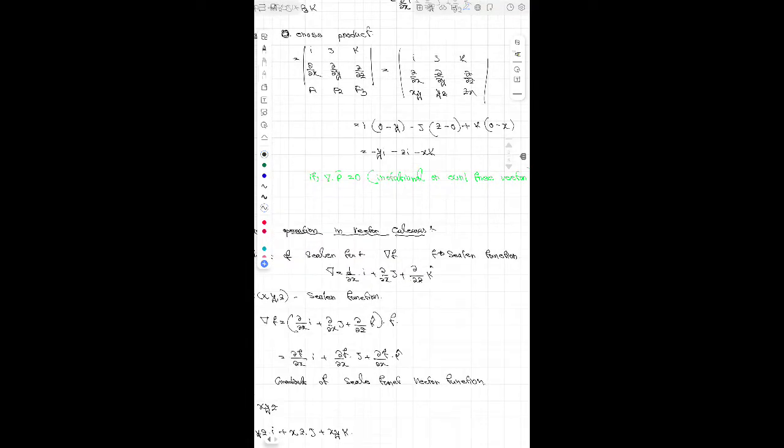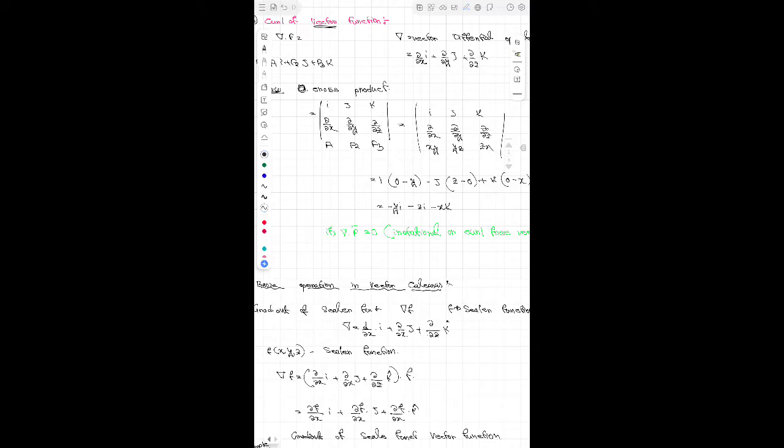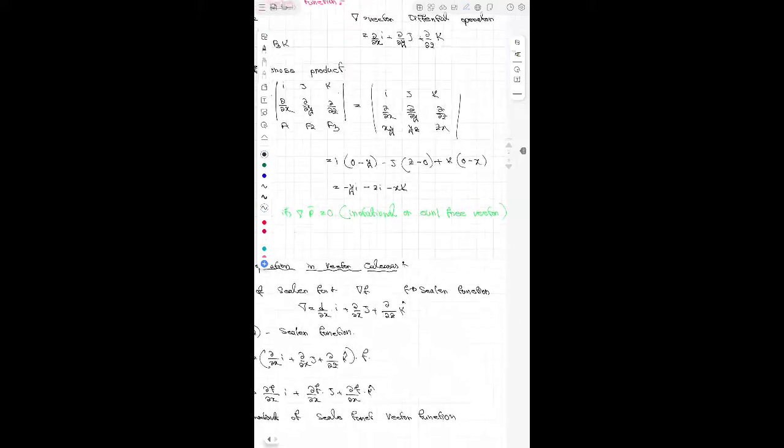Here, del dot f, where the f we are taking is just the vector f. When it is 0, then that is an irrotational or curl free vector.